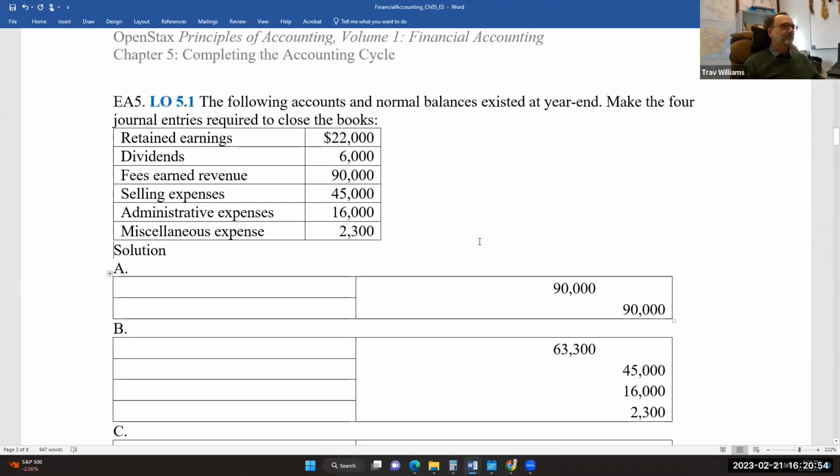Okay. Well, here we have the numbers already of the 4-step closing process. We just need to input the account names. So we know the first step is you close out your revenues, and we can see that fees earned revenue is the $90,000, right? So let's think. Revenue normally has a credit balance, so we would close it out by debiting. So it's going to be a debit to fees earned revenue. And then we credit income summary.